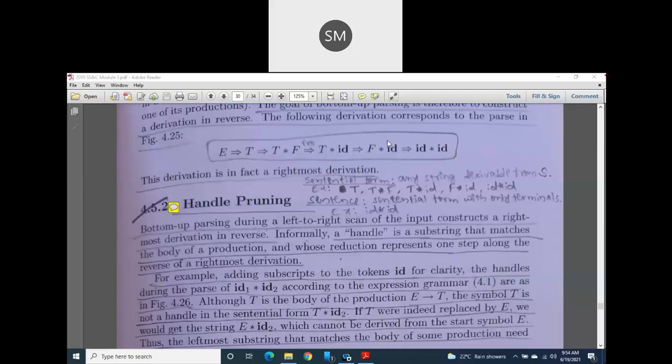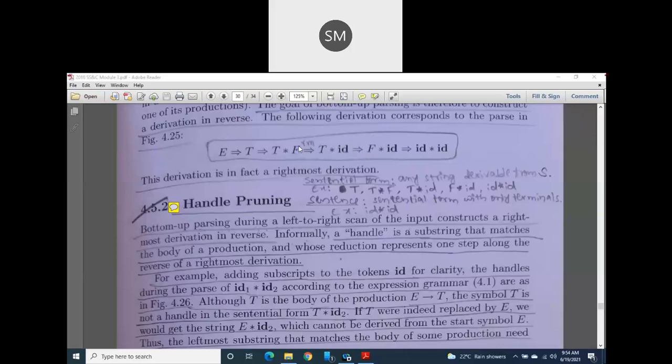And once again, one more id is here. This id is also replaced with f here. So again, this id is also considered a handle. In fact this f is also a handle, because f you can reduce to t. So f is also a handle, right? This id is also a handle here because id is reduced to f, right?